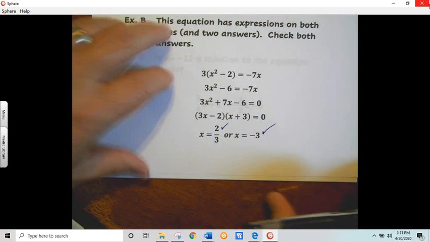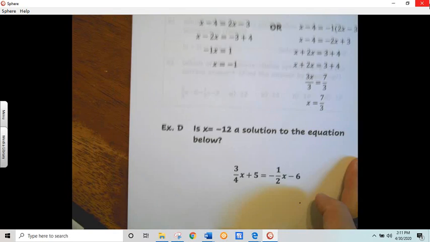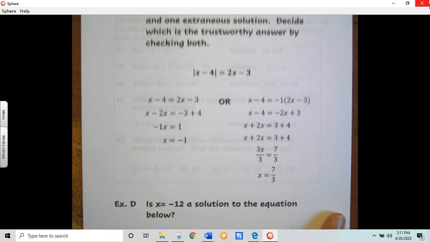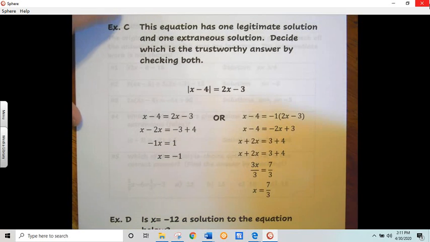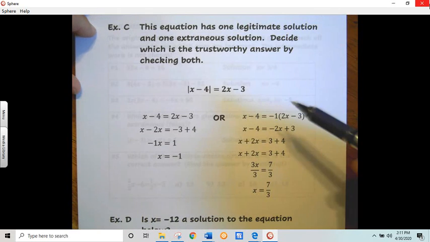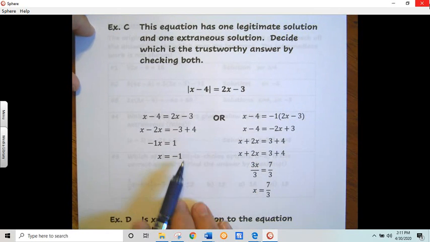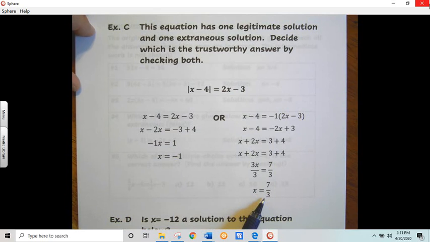Okay, moving on to the next example here. Example C is a problem where we solve. My goal today is not to show you how to solve these, but just check your answer. We get an answer of -1 and an answer of 7/3.